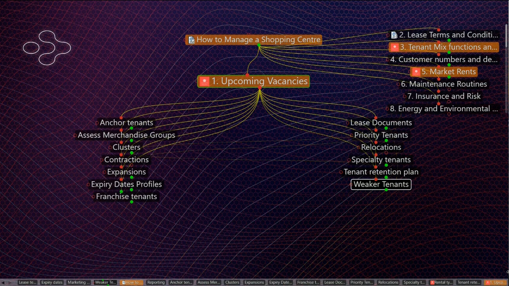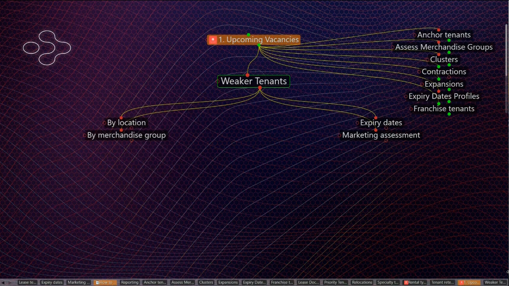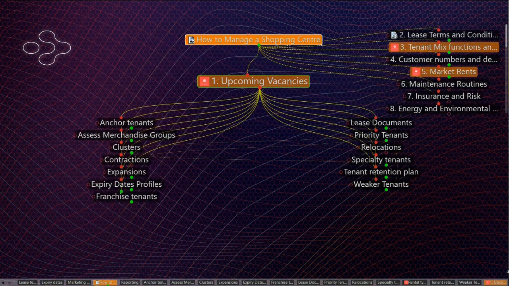The last point here to think about are your weaker tenants. Now the weaker tenants will be there in your property somewhere and you have to work out a strategy to sort them out. Understand where they are by location, by merchandise group, the expiry dates coming up and the marketing assessment. How much marketing are they doing? Is that their weak point? Maybe they should spend more money on their marketing, or maybe you should get rid of them, and that then comes down to a lease decision based on when the lease expires. So that is the end of this topic.